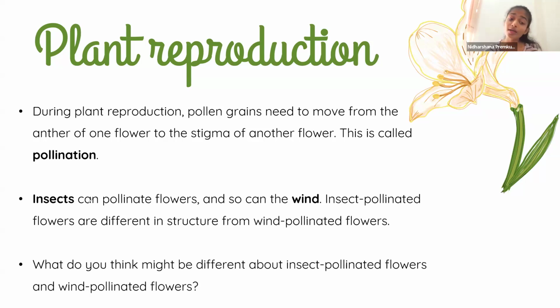Now, insect-pollinated flowers have a different structure compared to wind-pollinated flowers. So, what do you think might be different about insect-pollinated flowers and wind-pollinated flowers? How do you think the structures differ? And why are their structures different? Let's see.